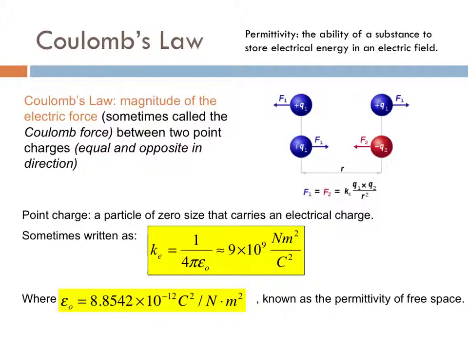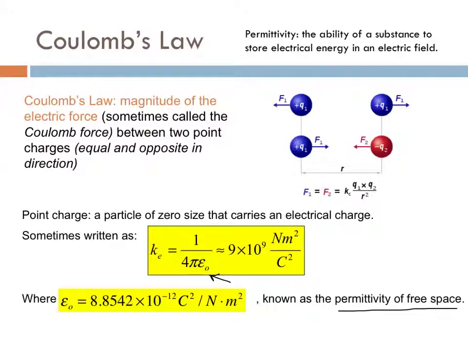That value of k is derived from 1 over 4 pi times epsilon naught, which is a new Greek letter we have not seen before. Epsilon naught is equal to 8.8542 times 10 to the negative 12. This is known as the permittivity of free space. Now, permittivity just means the ability of a substance to store electrical energy in an electric field. And in this case, we're looking at the ability of a vacuum, meaning no air, to store electrical charge in an electric field.